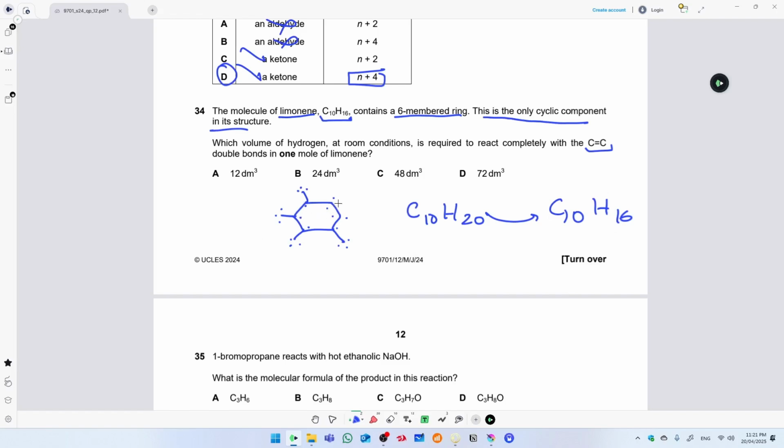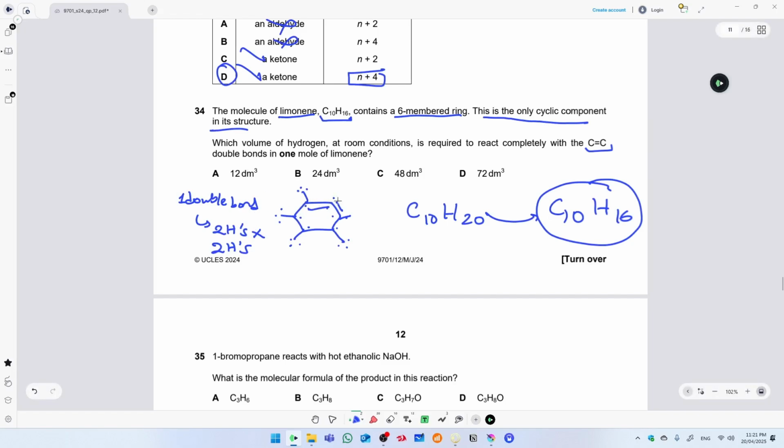If we add a double bond here, this removes 2 hydrogens. So each double bond removes 2 hydrogens. So if we add another double bond, now we remove the other 2 H, so it became C10H16. So now I have a kind of fake or imaginary structure of limonene.